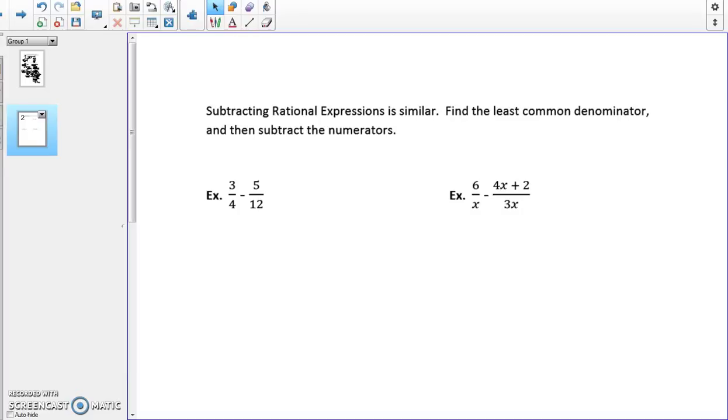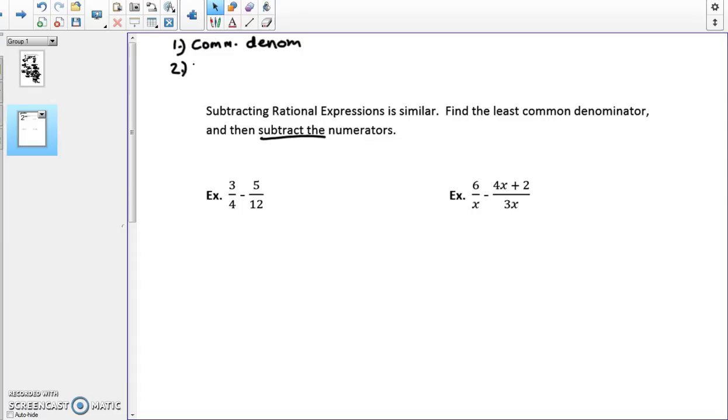Okay, second part of the notes. Man, I know that first part was a lot, so I'm going to try and go through this pretty quickly. It's really the same stuff though, guys, except now instead of adding, we are subtracting. So it's again the same process. Find the least common denominator. So that's number one, right? Find the common denom, as I like to say.